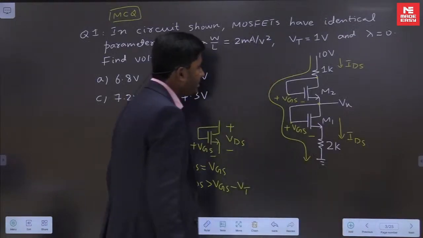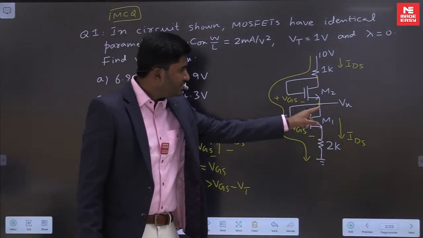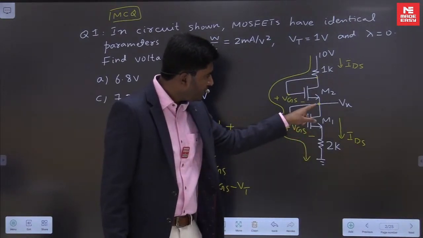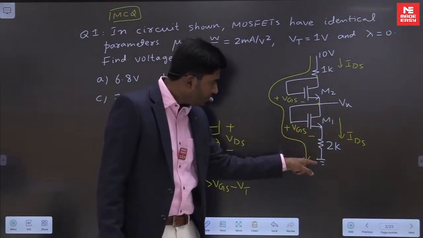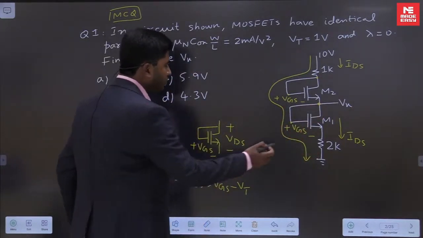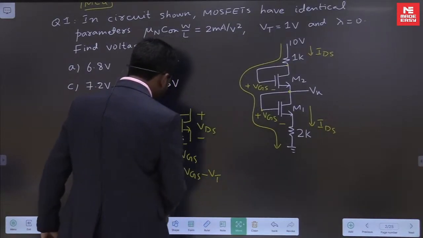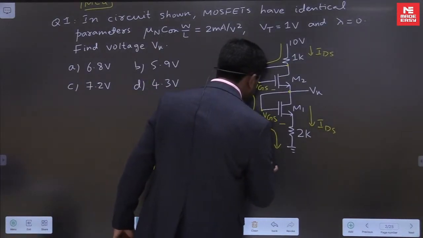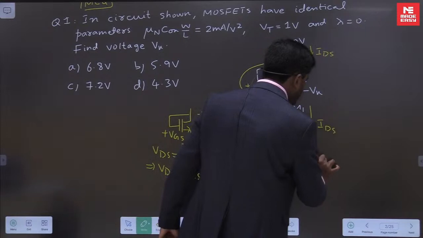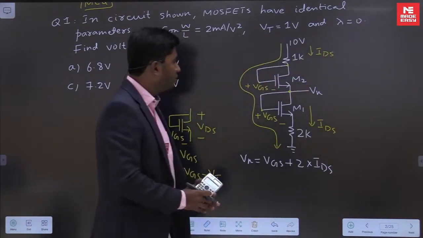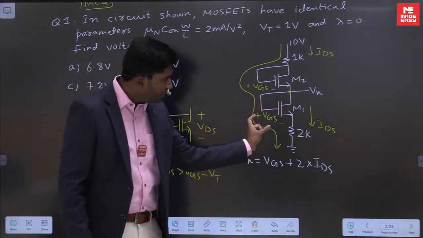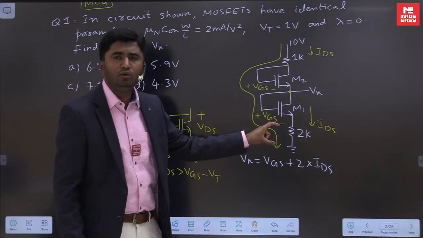If you go back to the circuit here, we can tell from here Vx is equal to this VGS plus drop across 2K. If I travel from this node to ground, that Vx is equal to VGS plus 2 into IDS. I hope you are able to see it. From this circuit I can tell Vx is equal to VGS plus 2 into IDS. If you travel from this node to ground in this way, I will be getting Vx is equal to VGS plus 2 into IDS.